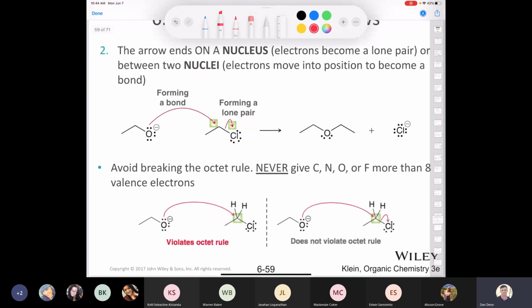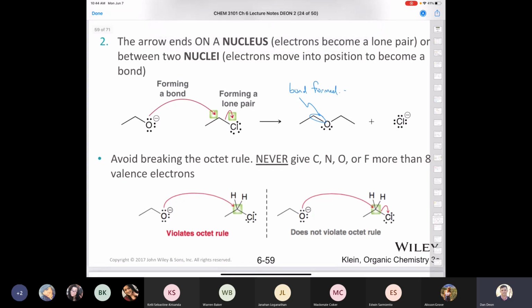The arrow is going to end on a nucleus. So the arrow is either going to end on a nucleus or it's going to end between two nuclei. So here the arrow is forming a bond because it's between this nucleus and this nucleus. Whereas here, this pair of electrons from the bond is just ending up on the chloride, so it's ending up being a lone pair. Whereas here, again, this arrow results in the formation of a bond, which is, whatever bond, this one, let's say. So we'll put here bond formed, like that.